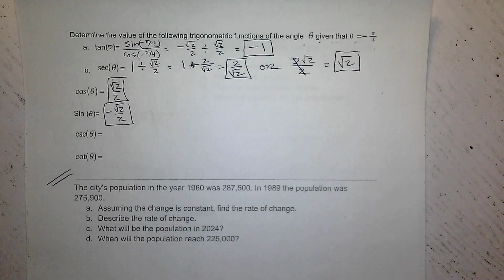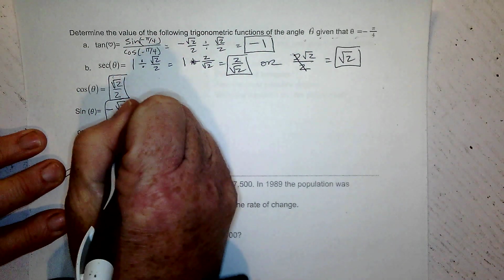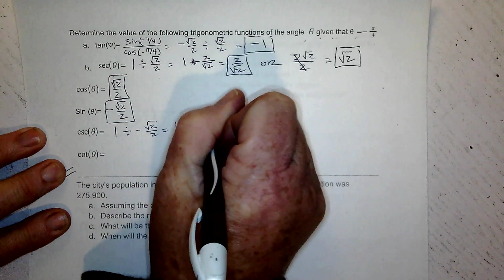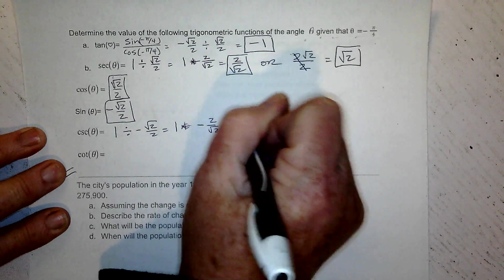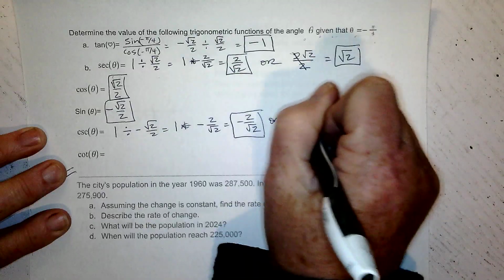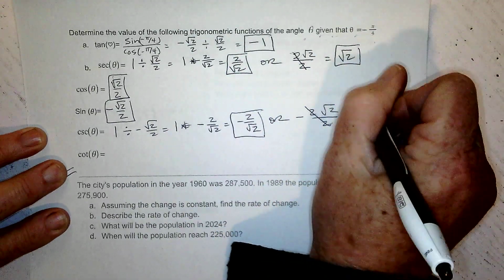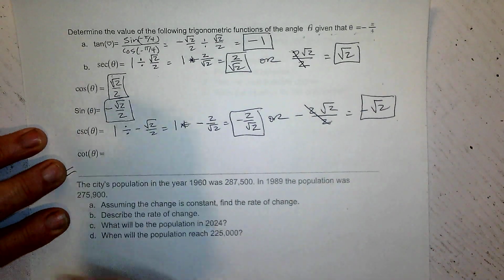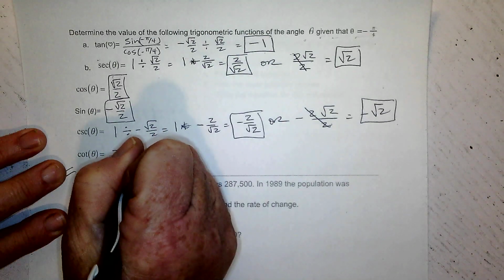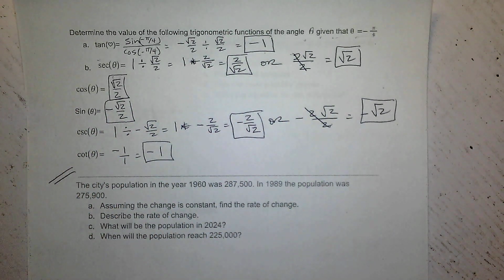All right, the next one is cosecant, which is the reciprocal of sine. So 1 divided by negative square root of 2 over 2 is 1 times negative 2 over square root of 2, which is negative 2 over the square root of 2. Or, if you want to rationalize, becomes negative 2 square root of 2 over 2 reduces to negative square root of 2. Cotangent is the reciprocal of tangent. Tangent is negative 1, so the reciprocal of negative 1 is negative 1. Same answer. All right? See you in the next video.